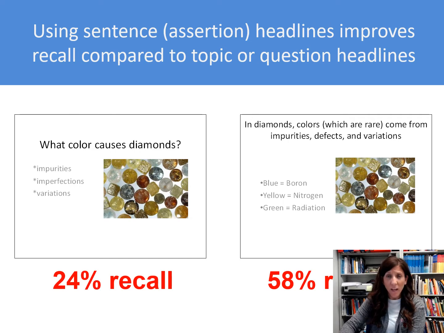So what exactly is the assertion evidence structure? How do you use it? I'm going to walk you through a couple of key points. First, and again, this is probably the most counterintuitive part, when you're using the assertion evidence structure, you actually need to use a sentence or an assertion as a headline. That will improve the understanding and the recall of your audience and will be much more effective than simply using keywords and questions.